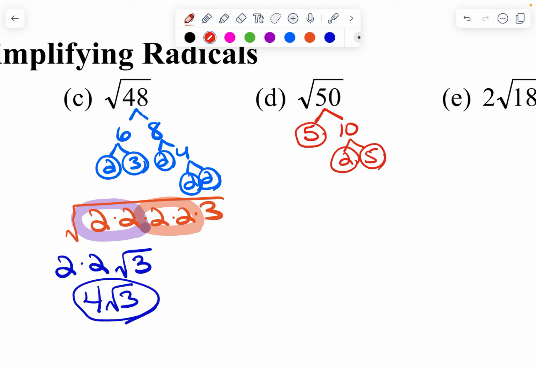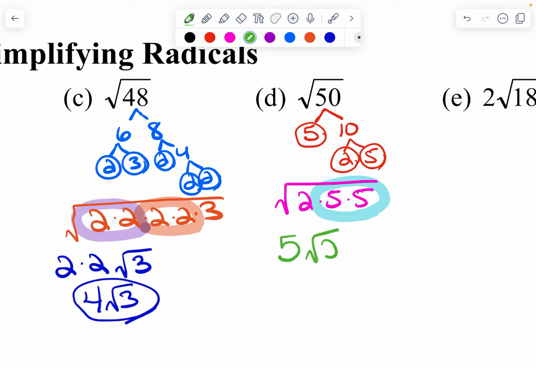So let's see. Underneath the root here, I could do a rewrite. I have a single 2 and then 5 and 5. So there's my single 2. There's one of the 5s. Everything matches up. So what am I looking for? I'm looking for pairs. Well, 2 doesn't pair up with anything, but I have a pair of 5s. So that means a single 5 comes out front and root 2 stays root 2. And so that means that root 50 can simplify to 5 root 2.